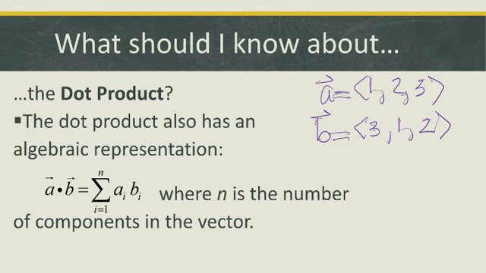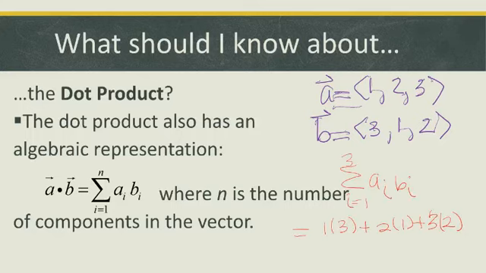So for example, if I have these two vectors A and B, and vector A contains the numbers 1, 2, and 3, and vector B contains the numbers 3, 1, and 2, both of these vectors have a length of 3. So the dot product would look like this. We'd have the summation i equals 1 to 3 because both of these vectors have 3 components.